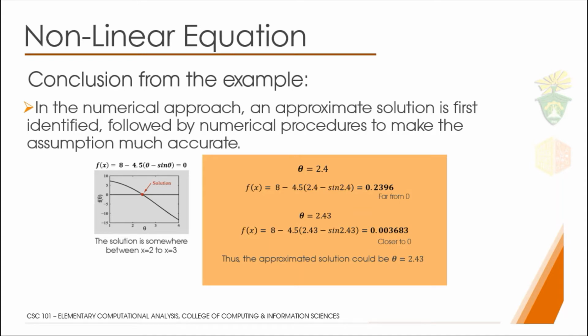Just like in the example, we plotted the graph of f of x and we figured out an approximation to the solution. Then from the graph, we found our first approximation and we figured out that it is still far from what we are looking for. So we pick another approximation based on the previous approximation that we had. Since 2.4 is still far from 0 in our example, we selected a new approximation, 2.43, based on this previous data that we have.